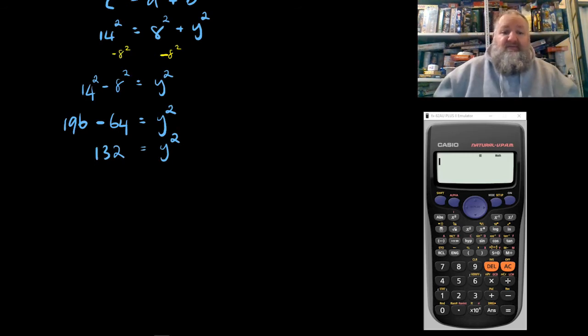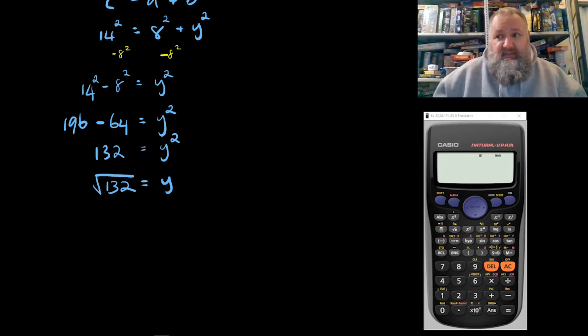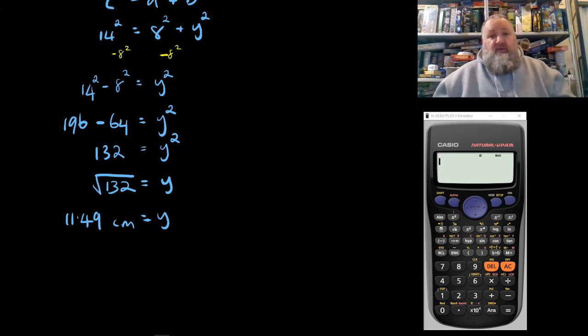And once again, I need to find the square root of both sides. My y squared goes to y. My square root of 132 will be 11.49, and just because we had some measurement unit in the question itself, I need to make sure that my answer has that unit of measurement.